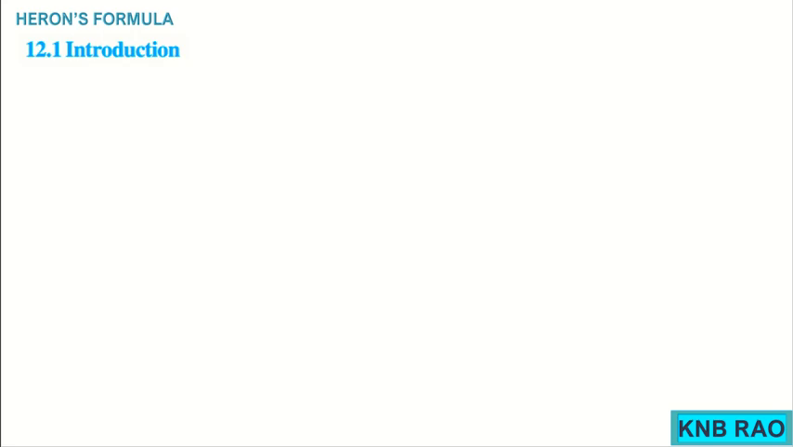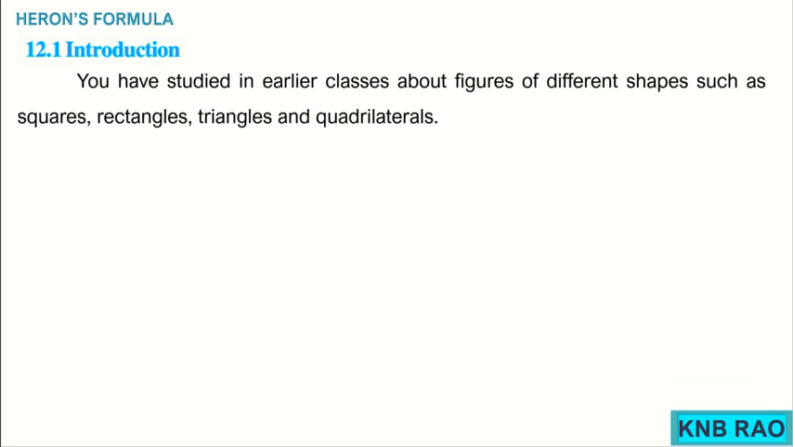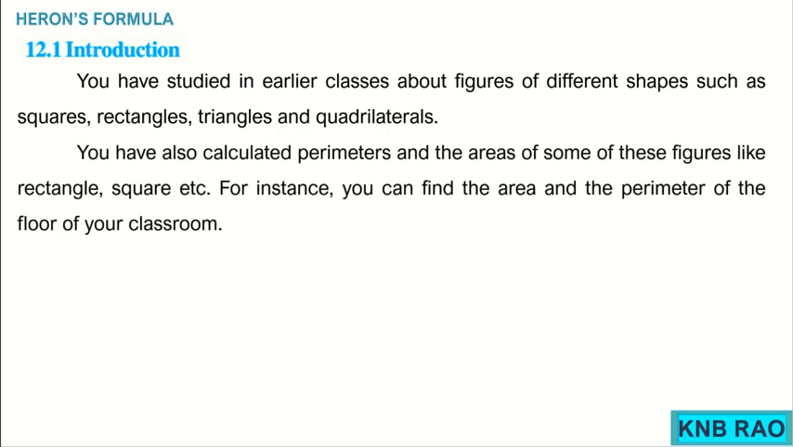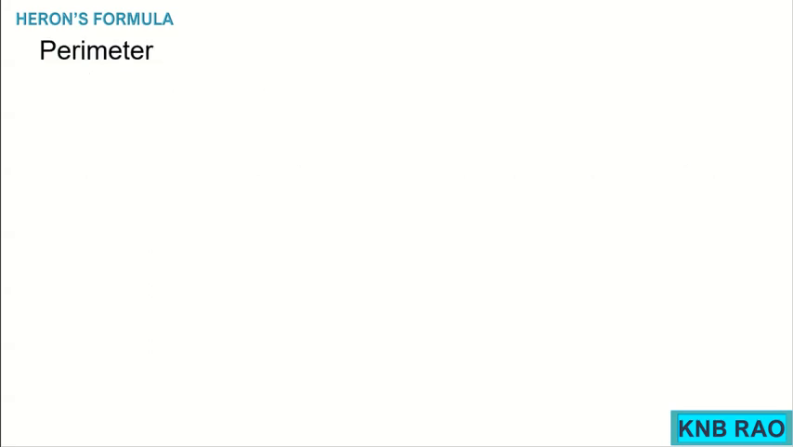where you have studied in earlier classes about figures of different shapes such as squares, rectangles, triangles, quadrilaterals, whereas you also have calculated perimeters and areas of some of these figures. For instance, you can find the area and perimeter of the floor of your classroom, which will be in the shape of a rectangle, by finding its length and breadth. Then what is perimeter?